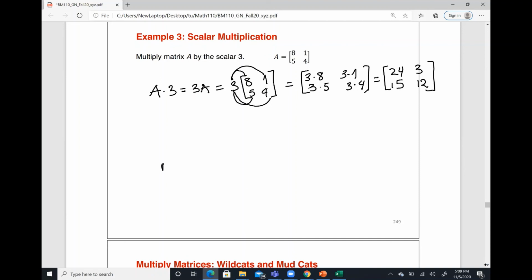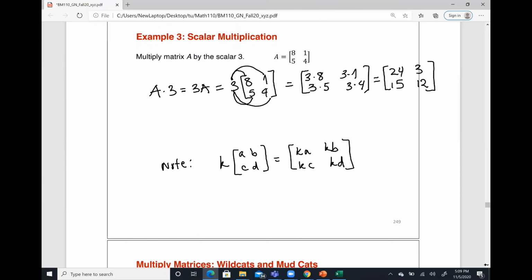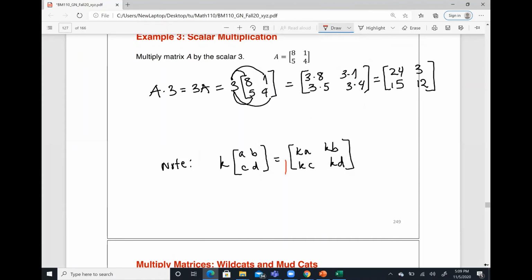So note that in general, you have K multiplied by A, B, C, D, something like that. Then that gives you K times A, K times B, K times C, and K times D, right? Okay, so let me circle all this.